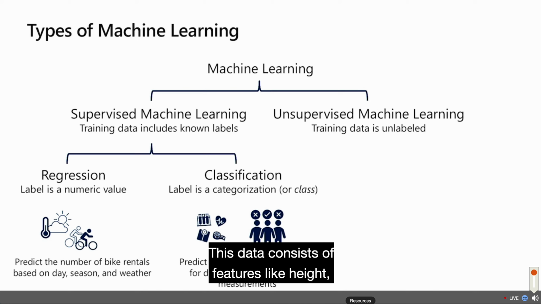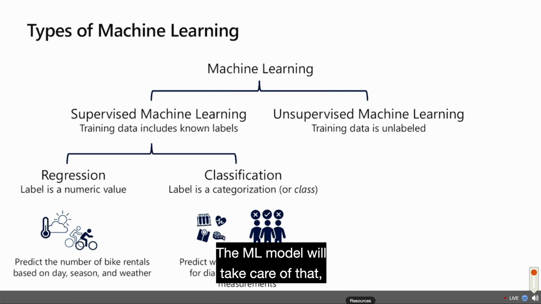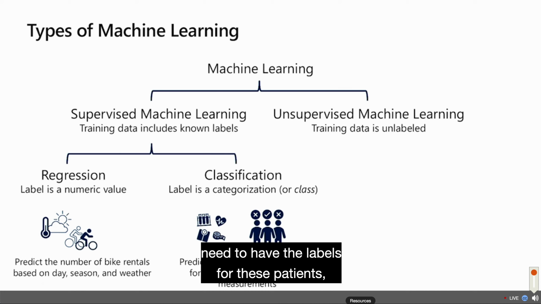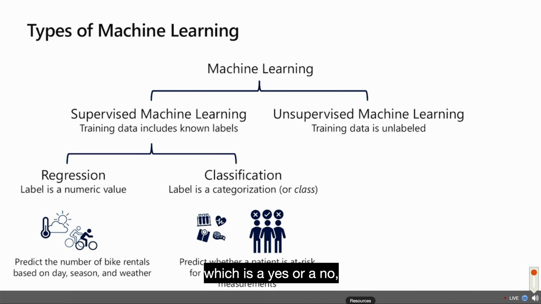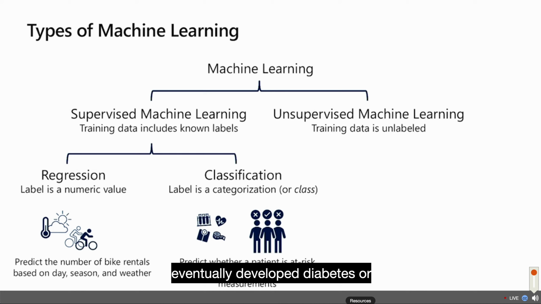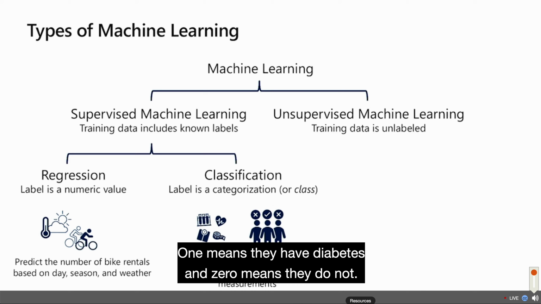And this data consists of features like height, weight, blood pressure, and so on. We don't need to worry too much about the details. The ML model will take care of that. And most importantly, we also need to have the labels for these patients, which is a yes or a no, represented by a 1 or a 0 value, depending on whether that patient eventually developed diabetes or not, while being monitored by Dr. Eva. 1 means they have diabetes and 0 means they do not.